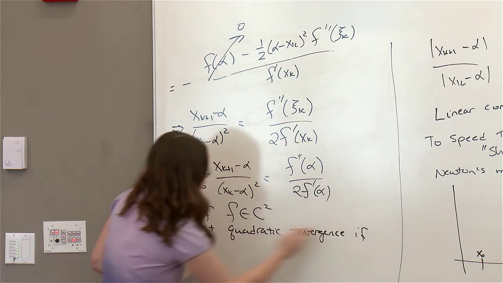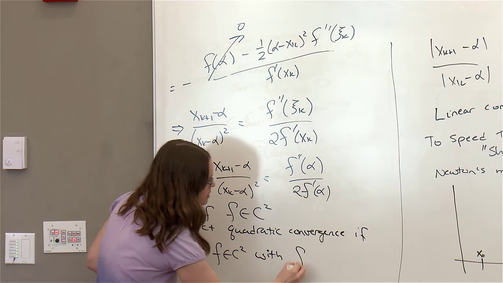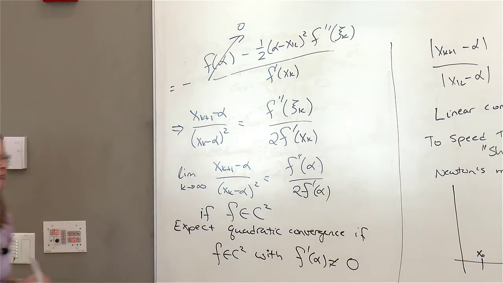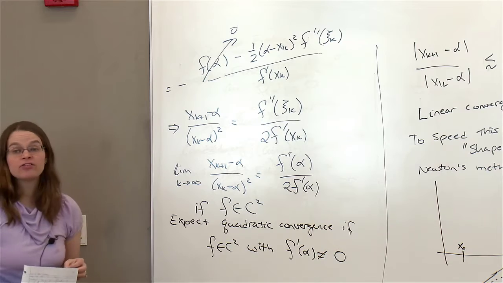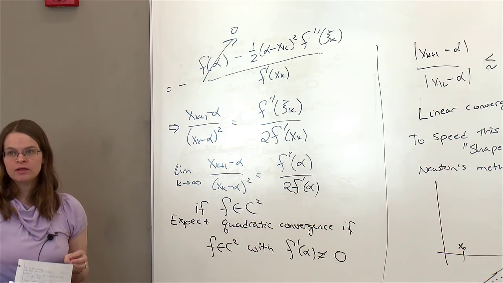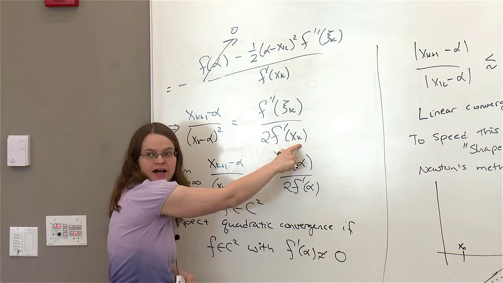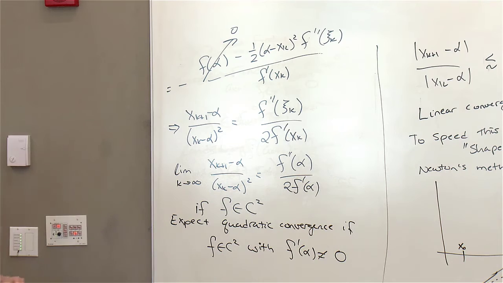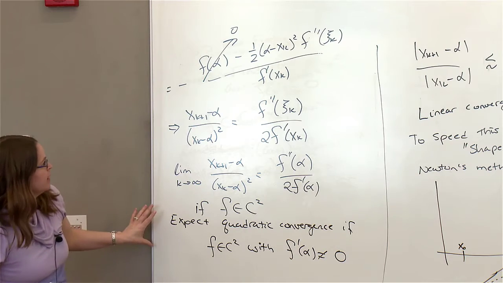Okay, so we'll say if f is C2 with f prime alpha non-zero. That's not a proof that Newton's method works at all, right? I started with the assumption that I could take this xk to alpha. I've never proved that to you. I drew a picture where it looked like it worked, but a picture is not a proof. So we know if it converges, this is what we get.